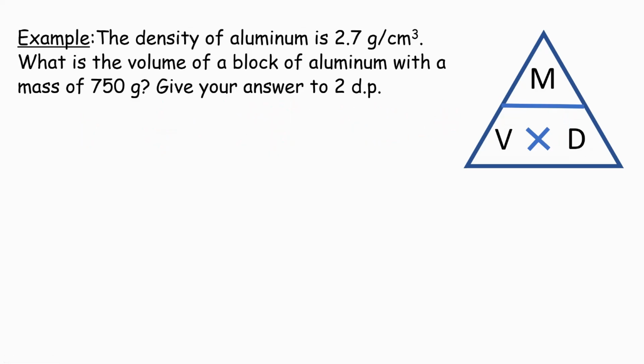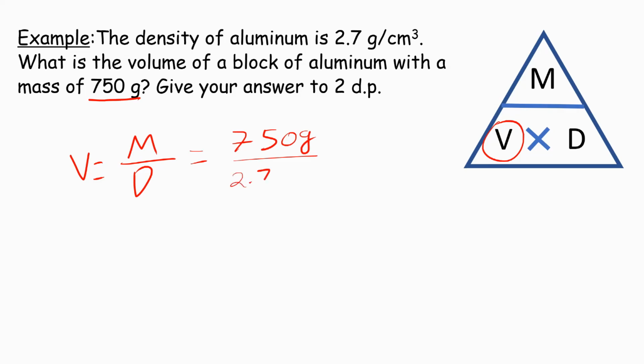Here's another example. The density of aluminium is 2.7 grams per centimeters cubed, and we want to work out the volume of a block of aluminium that has a mass of 750 grams. So what we need to do here is cover up V. So we have volume is mass divided by density. The mass is 750 grams. The density is 2.7 grams per centimeters cubed. So I need to do 750 divided by 2.7.